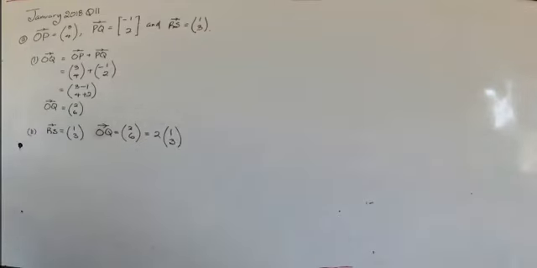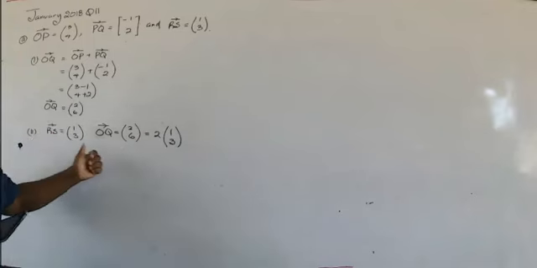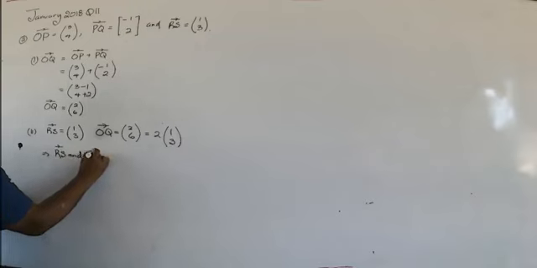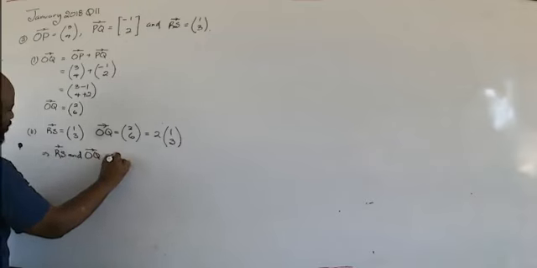What do we notice? We can notice that RS and OQ have the same base vector. The base vector is 1, 3. Can you see it? Therefore, RS and OQ are parallel.